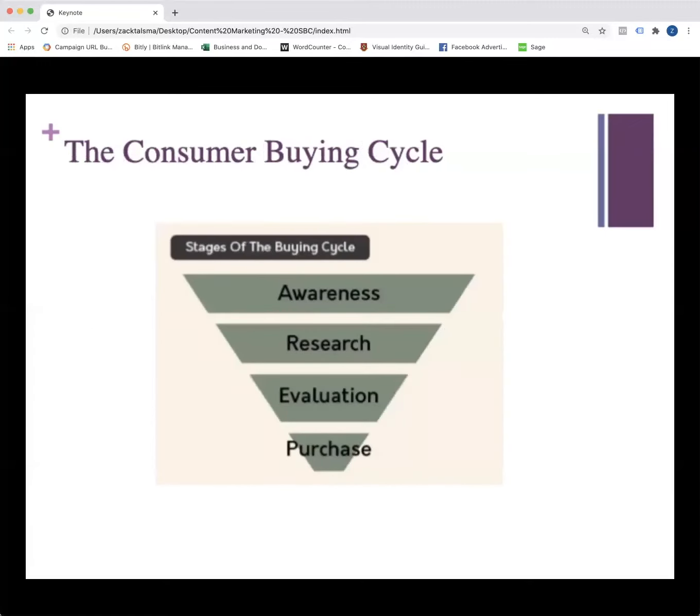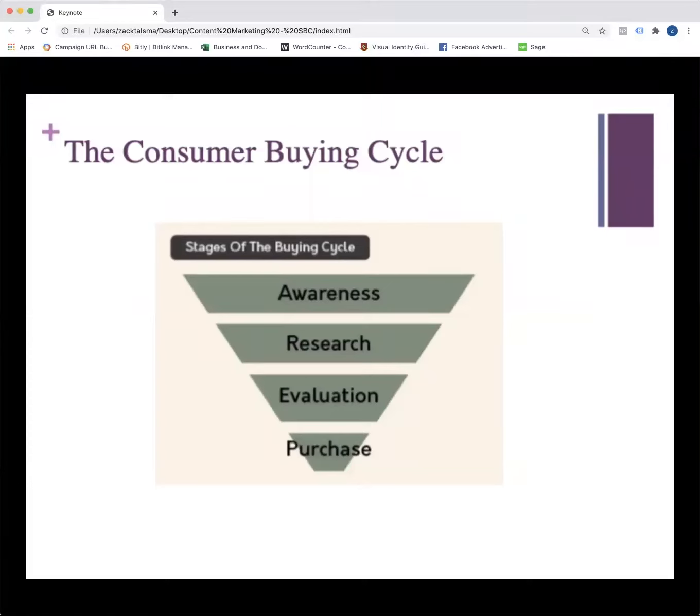Before we get more in depth into content marketing, I thought I'd focus a little bit on the consumer buying cycle. There are 3, 4, and 5 step variations of this. I go with 4 because I find it the easiest. The 4 general stages of anyone buying anything are awareness, research, evaluation, and finally the purchase.